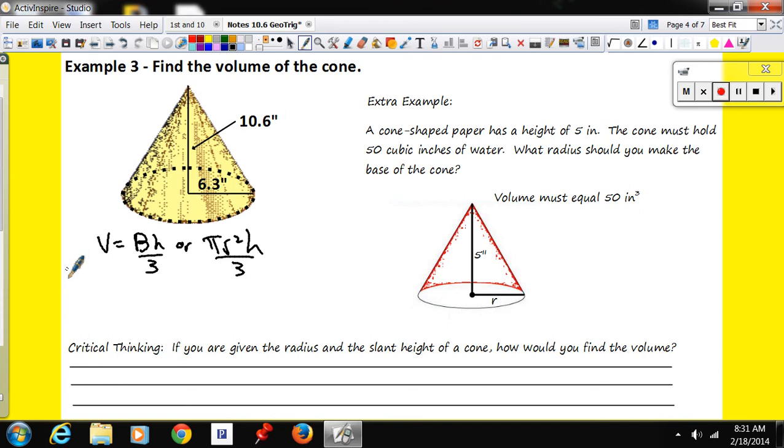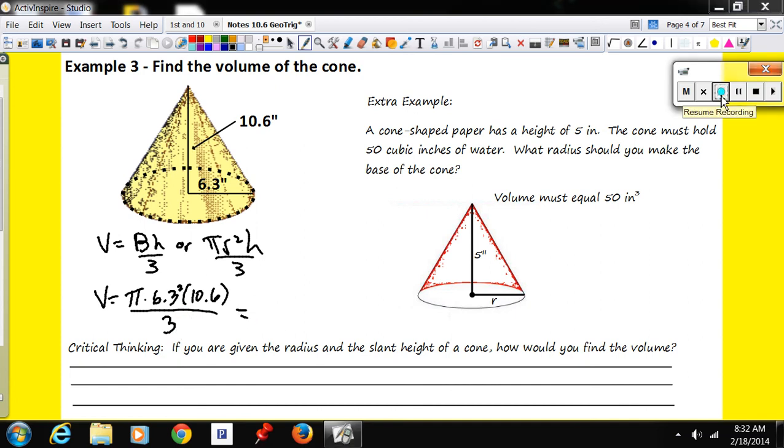So let's plug in what we know. This time we're trying to find volume, so we need to leave the V equals. Pi r squared would be pi times 6.3 squared. And then times the height, which is 10.6. And we're going to take that all and divide it by 3.